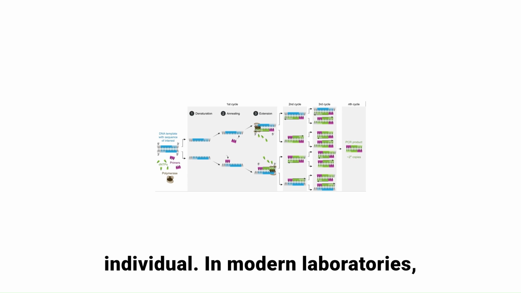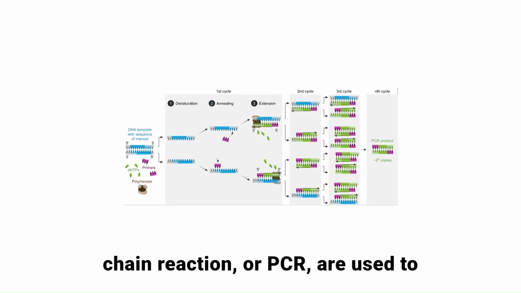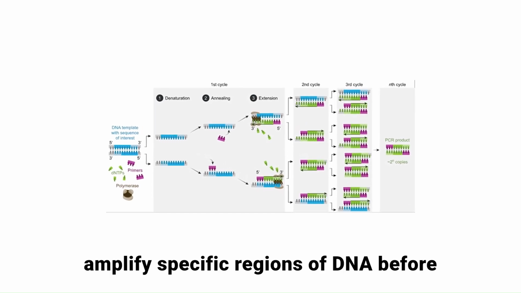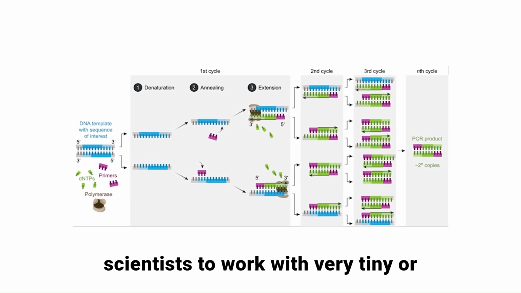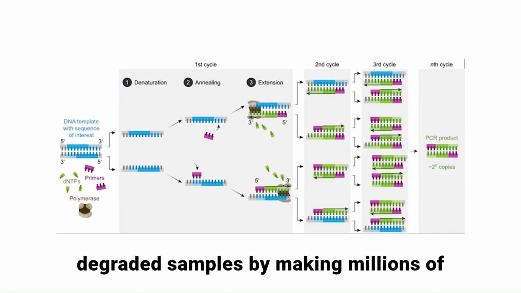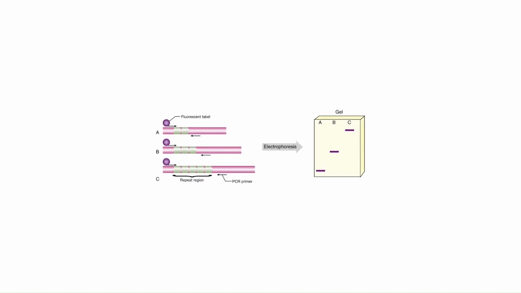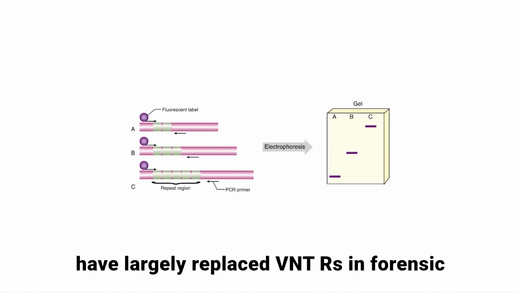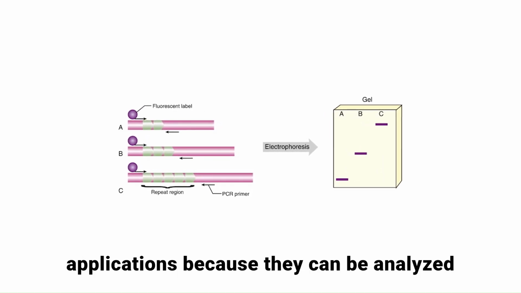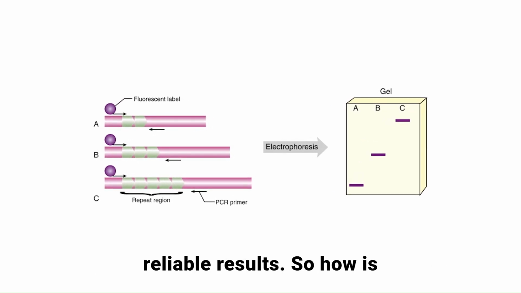In modern laboratories, more advanced techniques like polymerase chain reaction, or PCR, are used to amplify specific regions of DNA before analysis. PCR allows scientists to work with very tiny or degraded samples by making millions of copies of the target DNA regions. Today, short tandem repeats, or STRs, have largely replaced VNTRs in forensic applications because they can be analyzed more efficiently and provide highly reliable results.